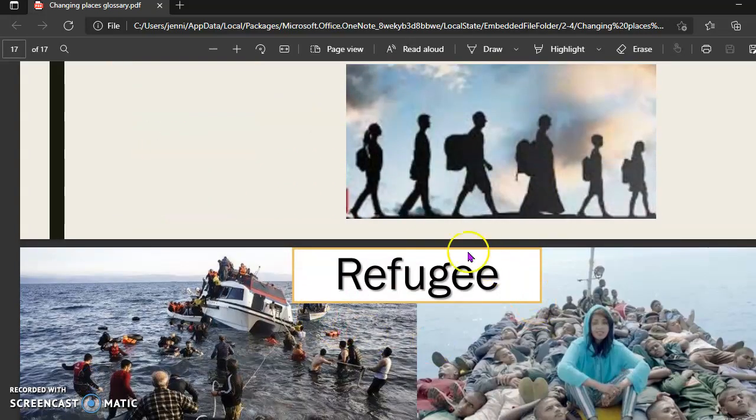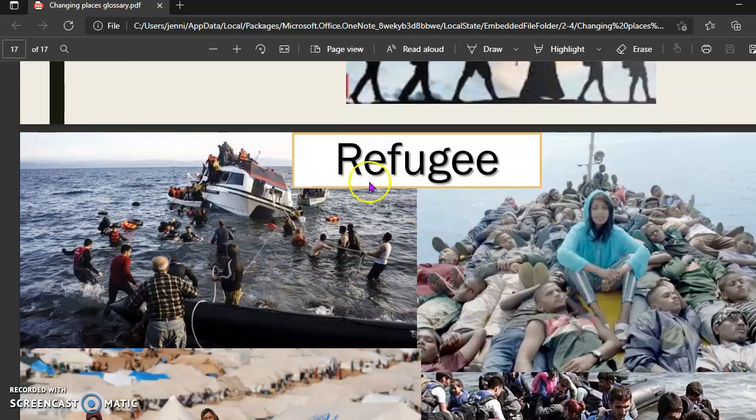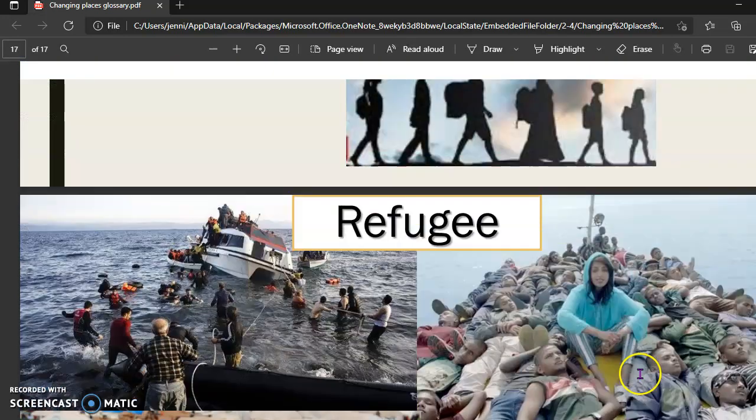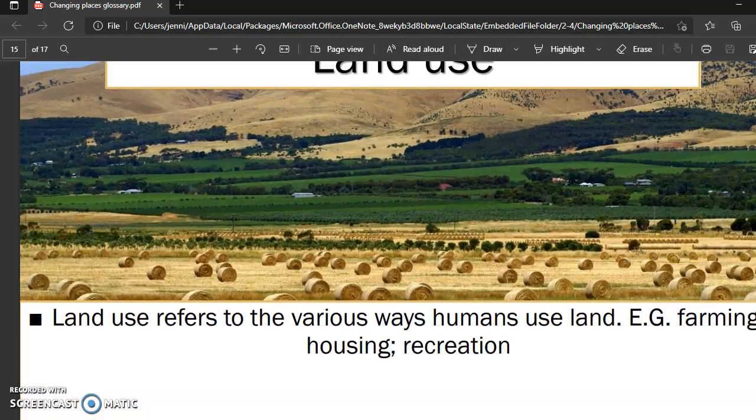As opposed to that, a refugee is an actual international legal status. That is a person who has been forced to leave their country in order to escape war, persecution, or natural disaster. So those are some key terms. Obviously, we will have more key terms as we go through. That's just a starting basis.